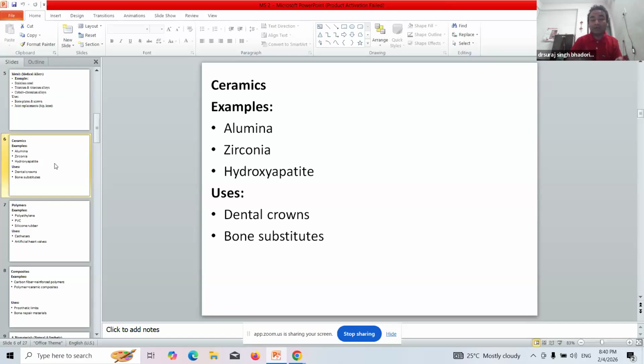The use is dental crowning and bone substitutes. So these are the major aspects of ceramics. Generally we use it, it is very commonly used. So these are very important parts of such surgical intervention.